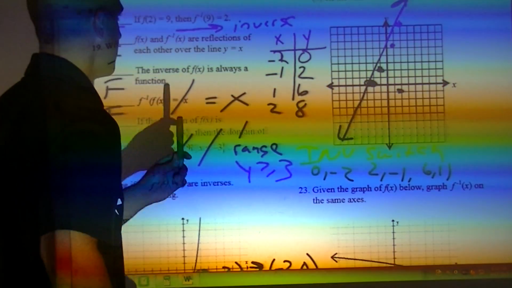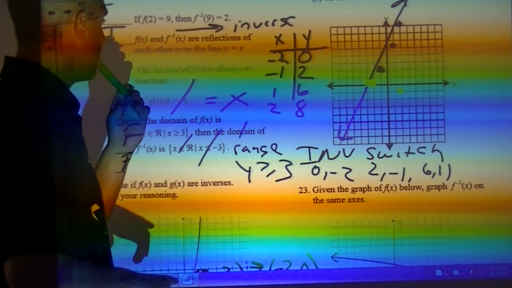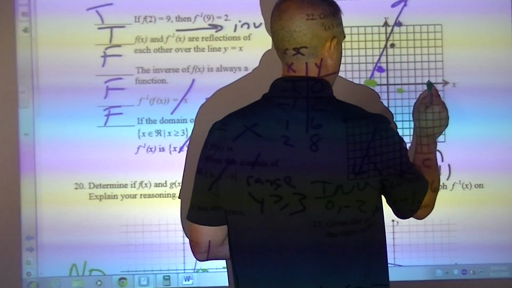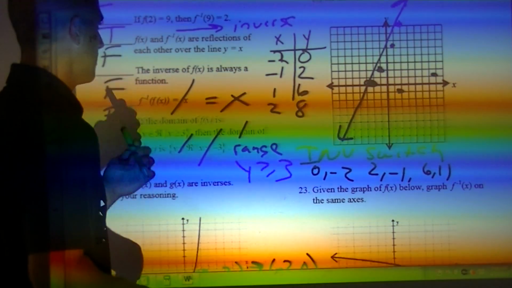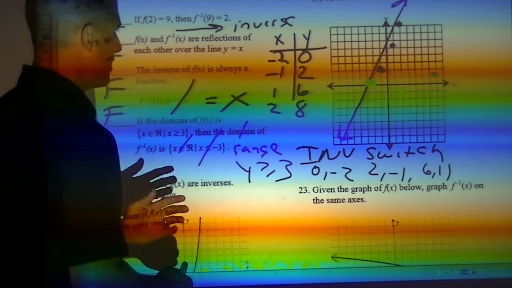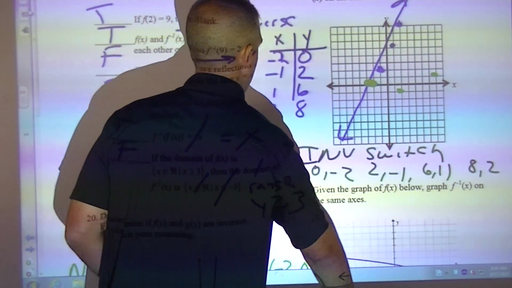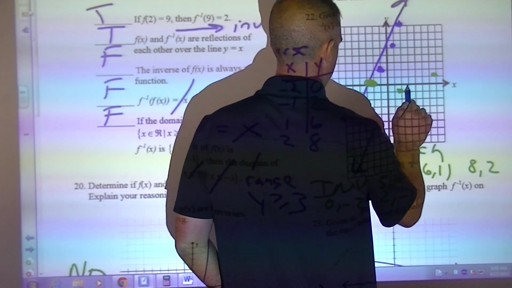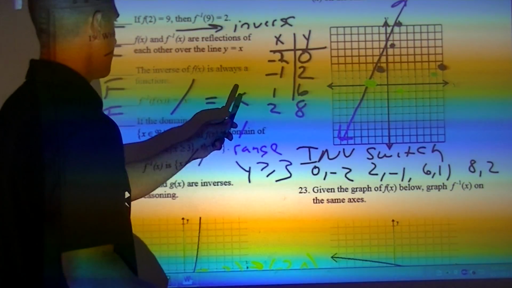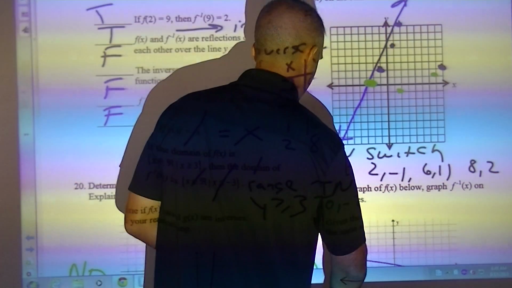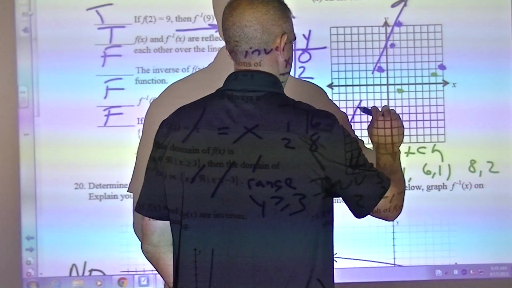Wait a second, that's not right. Hold on. So it's 6 to the right and 1 up. Then 8, 2. Wait, there's something wrong right here. That should be 0, negative 2. I graphed the wrong place. Even the teacher makes mistakes sometimes.